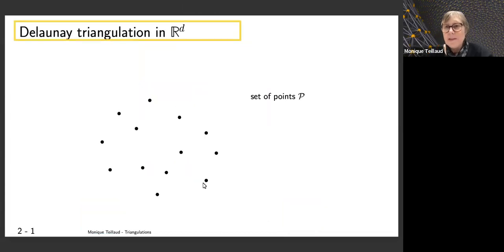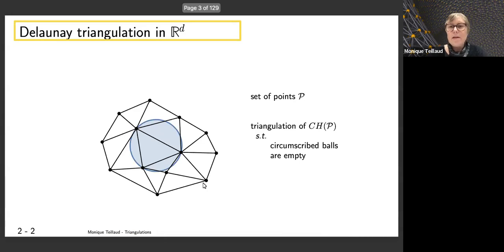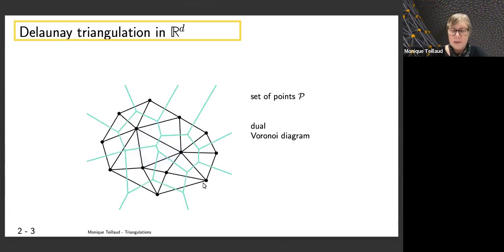So I start with very trivial stuff, like recalling what a Delaunay triangulation is. I guess you don't need it, but okay. You have a set of points in some space. Here it's Euclidean, and it's a triangulation of the convex hull, such that all circumscribing disks to triangles are empty. They don't contain any other point in the set of points P, and the dual is a Voronoi diagram.